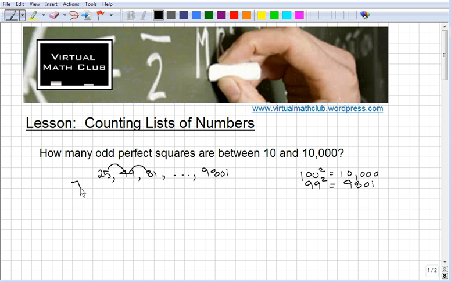So let's do that. Let's take the square root of everything in this list. And so we'll end up with 5, 7, 9, dot, dot, dot, all the way up to 99, right? If we take the square root of everything. And now, if you look at the gaps between the numbers, we have a constant gap. So we have 5, 7, 9. And we have basically all the odd numbers starting with 5. And the gap between the odd numbers is always 2.